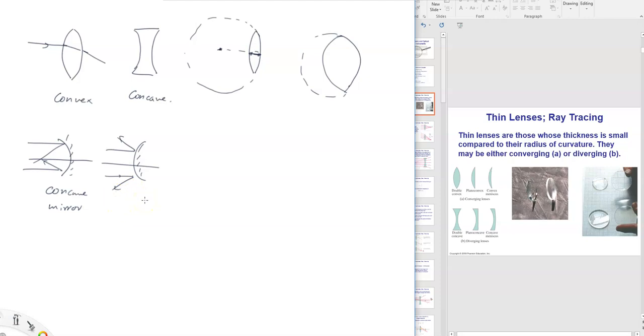When it comes to the lenses, the light does not reflect, it actually goes through it and it bends, and then based on how it bends, we can label them as either converging or diverging. One thing to remember, lenses are kind of the opposite of the mirrors. A concave mirror is a converging mirror. A convex lens is a converging lens. And the same goes for the diverging ones.